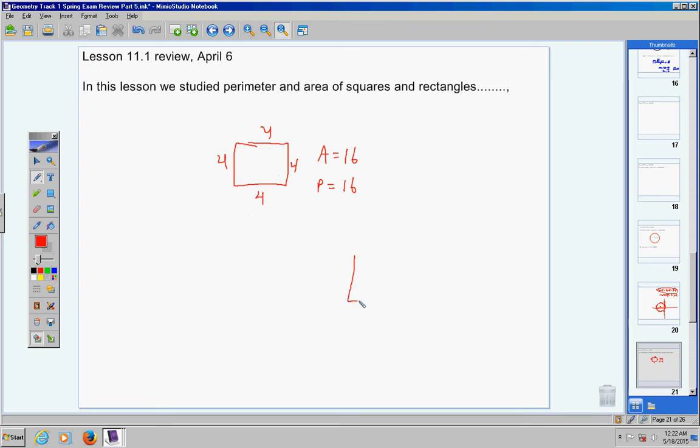If I have a rectangle, measurements of a 3 by 7 rectangle, well, the area would be what? 3 times 7, 21, and the perimeter would be 20. 3 plus 7 plus 3 plus 7. Now, if you need to take notes on that, feel free to. And don't be embarrassed of that. However, I'm telling you now, this is not too difficult, okay? So the perimeter and area of squares and rectangles, pretty simple.